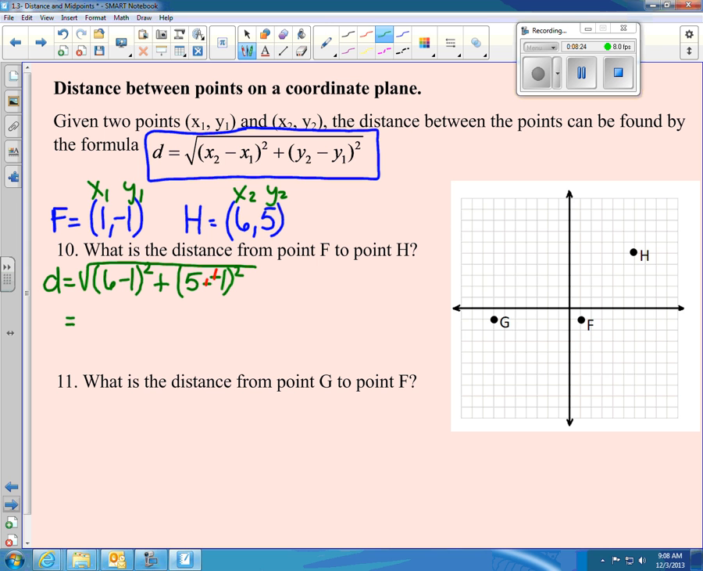So now we see 6 minus 1 gives us 5 squared plus 5 plus 1 gives us 6 squared. All right, 5 squared is 25 and 6 squared is 36. If we add those together, we are going to get the square root of 61. And let's actually find the square root of 61. That's going to be, let's round to 1 decimal place, 7.8.